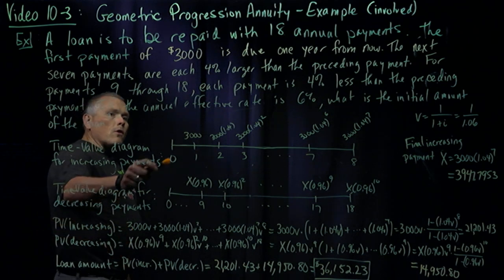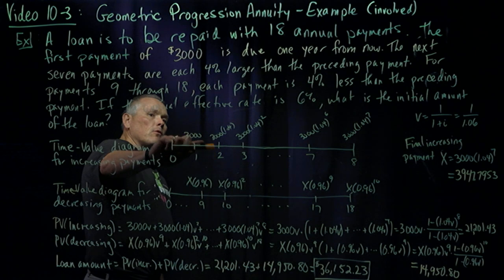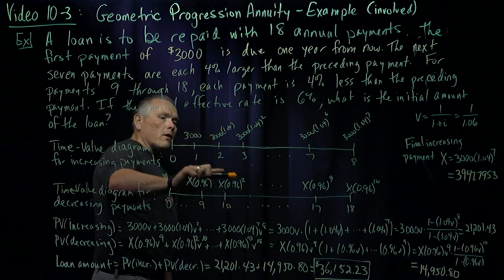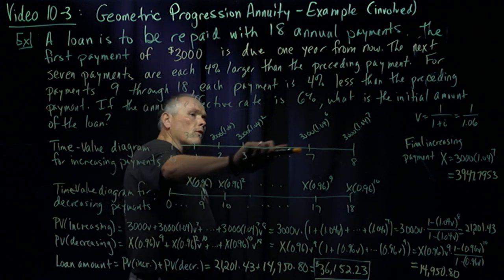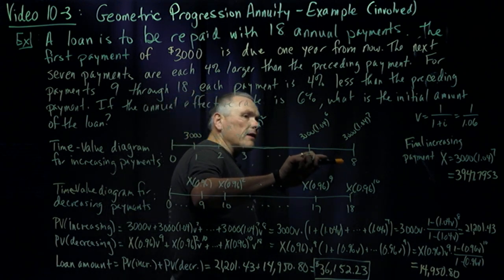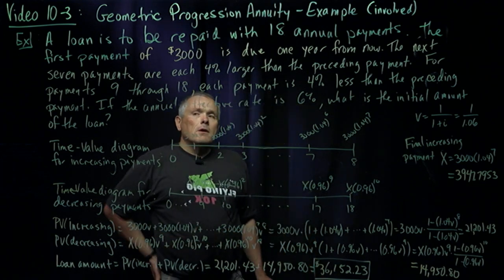4%. So in our time value diagram at time 1 we pay $3,000. Time 2, we pay 3,000 times 1.04. Time 3, we do 3,000 times 1.04 squared, and so on down the line until we get to time 8, where we have 3,000 times 1.04 to the 7th.